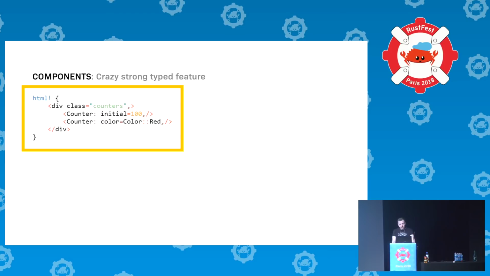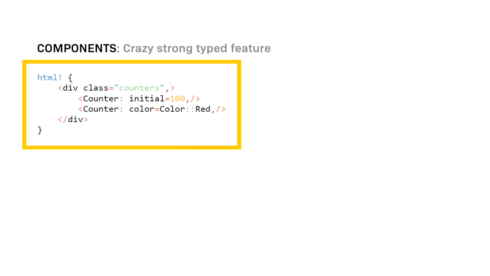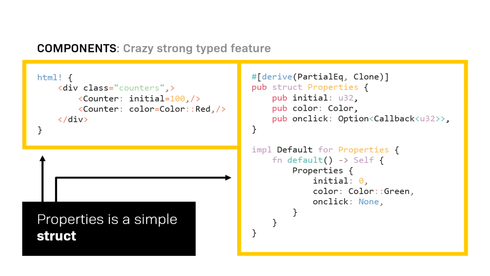You even could put components directly into templates. This feature uses raw types without any wrappers. You could put a counter into the template, like you can do if you're familiar with ReactJS and JSX template language. And component could contain properties. Properties is a simple struct. Use pure Rust types inside templates, set types you need, and you could use these types in the template. And also you have to implement default trait because all properties are optional now.